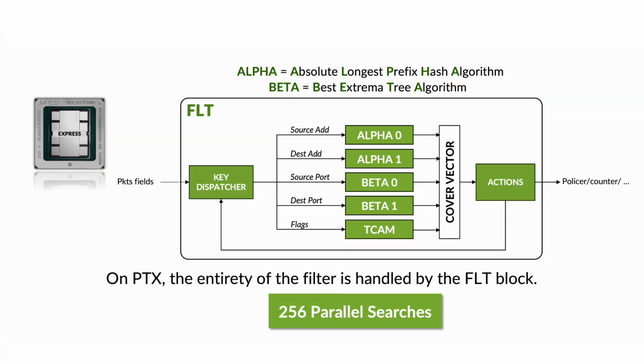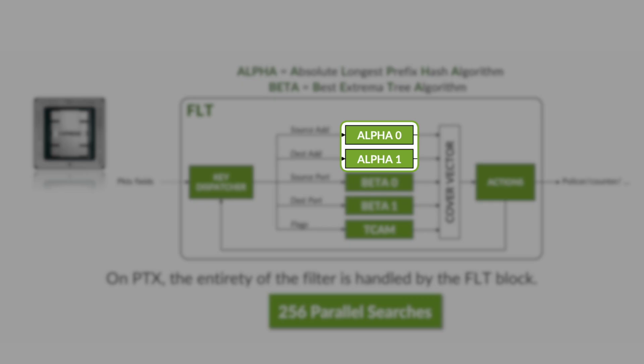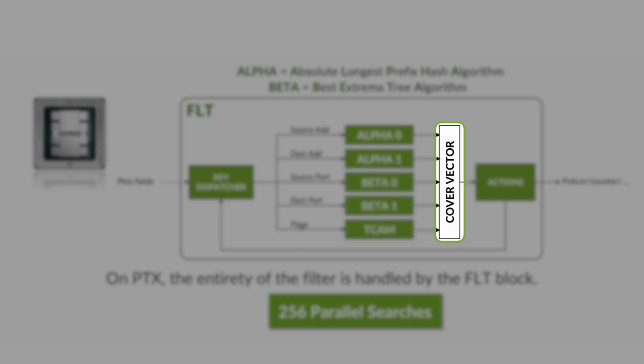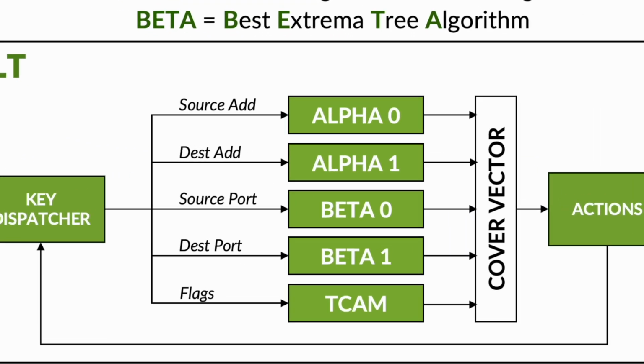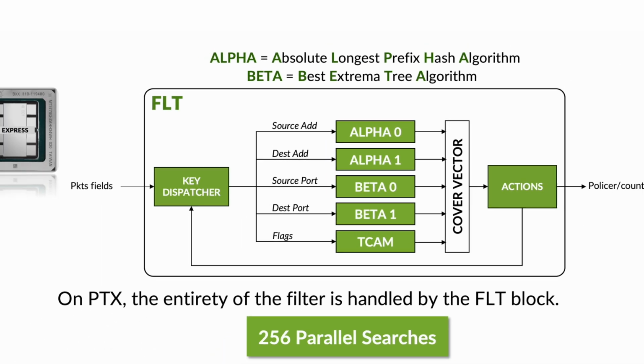Let's start by looking at the internal structure of the FLT block on Express. It is mainly made up of 6 functional blocks: 2 alpha blocks, 2 beta blocks, 1 TCAM block, and 1 special block called the cover vector. Each block has its own specialty and runs different search algorithms. For example, the 2 alpha blocks are optimized for IP address lookups, while the beta blocks are better suited for range-based matches, like port numbers. All these blocks operate in parallel to ensure fast and efficient execution.